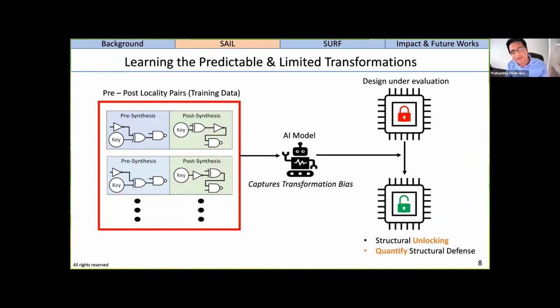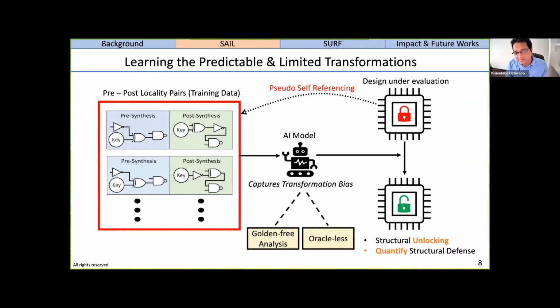So coming back to the flow, we got the training data set directly from the design under evaluation because we took the design and inserted more key gates into it and tried to learn the changes that are happening through synthesis. So this process we call pseudo self-referencing. It's kind of self-referencing, but we call it pseudo because the design already has a few locking gates in it, so it's not a clean self-referencing, which is still good. And that's the reason we do that.